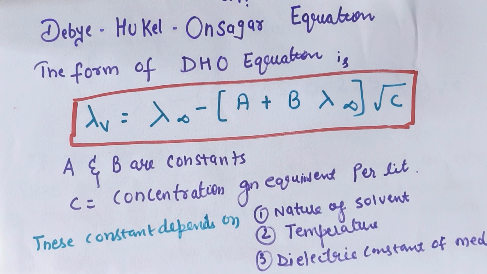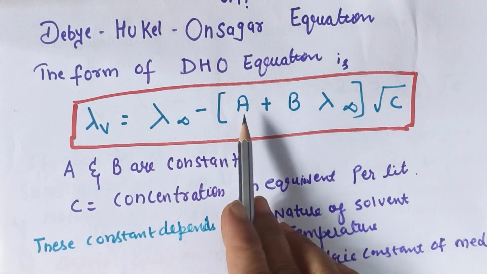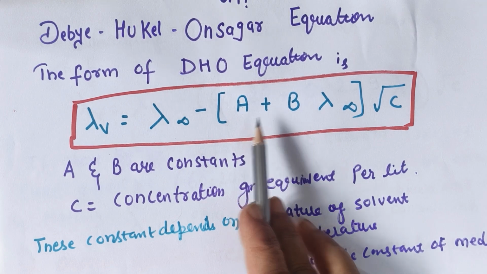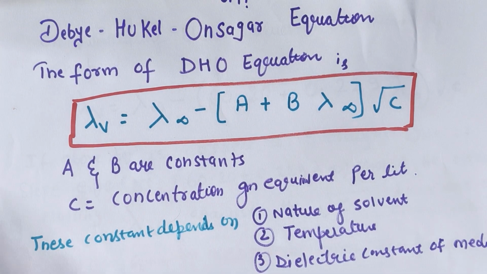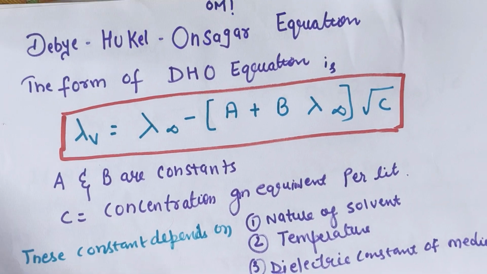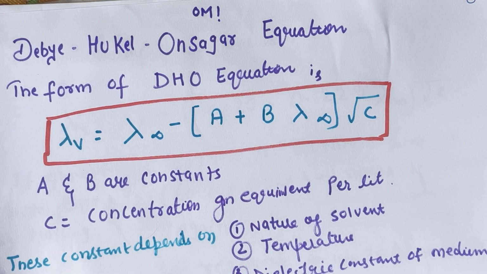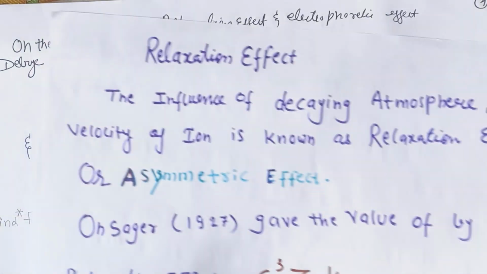But if we have to derive this equation, it is a bit lengthy. Before starting, as you have seen, A and B represent the measurement of the electrophoretic effect and the relaxation effect. So to start the derivation, first we will study what the relaxation effect is and what the electrophoretic effect is, and then we will start the derivation.